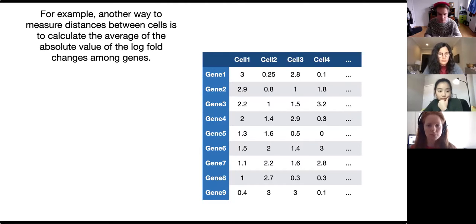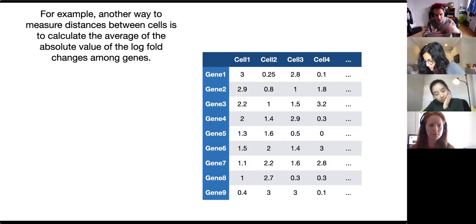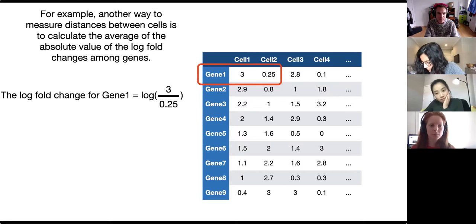We want to see what's the difference in how this gene behaves in different situations, and we'll say, oh, this gene had a log fold change of 2 or something like that. And that's how we often talk about changes.